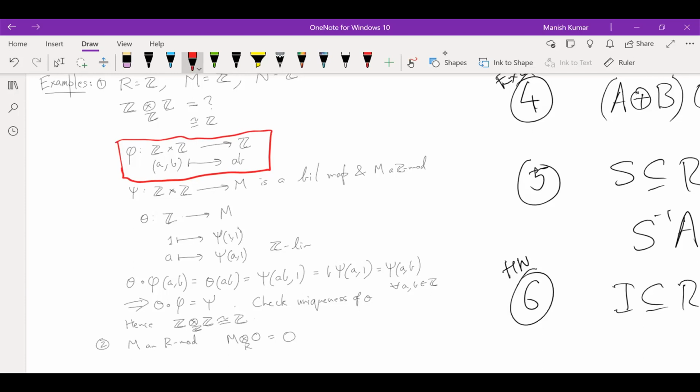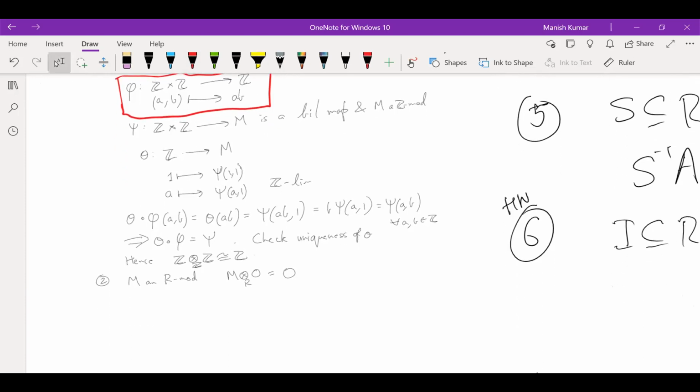So that proves that this tensor product is... If you do the tensor product with the zero module, then you always get the zero module.